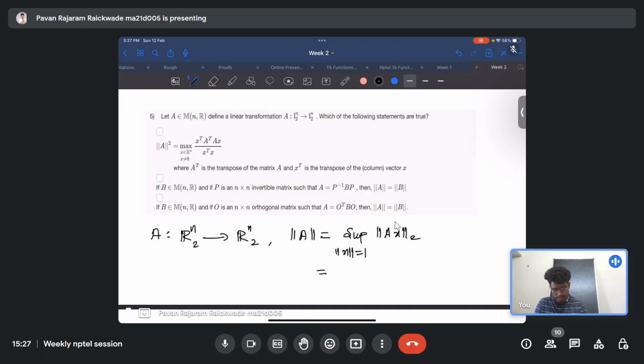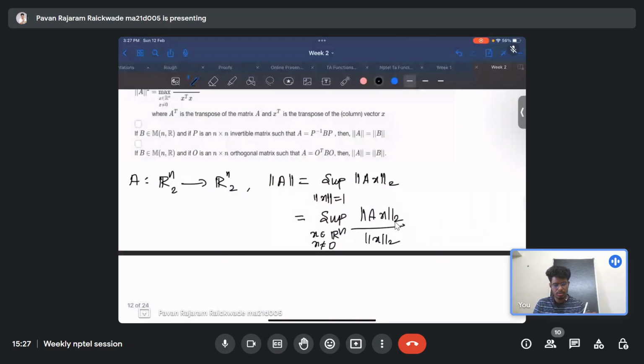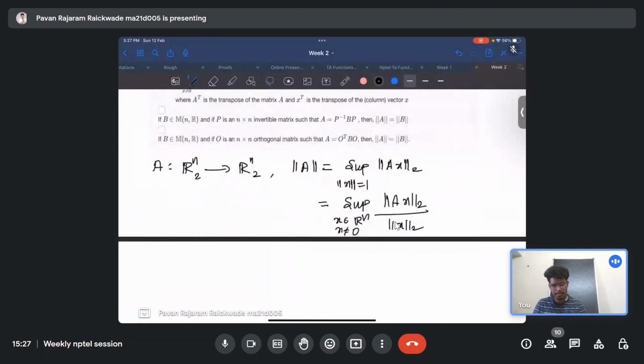But it has another representation also: the supremum over all x in Rn where x is not equal to 0, of norm Ax divided by norm x. This is the formula for norm A, another representation. You can prove that both representations are exactly the same.